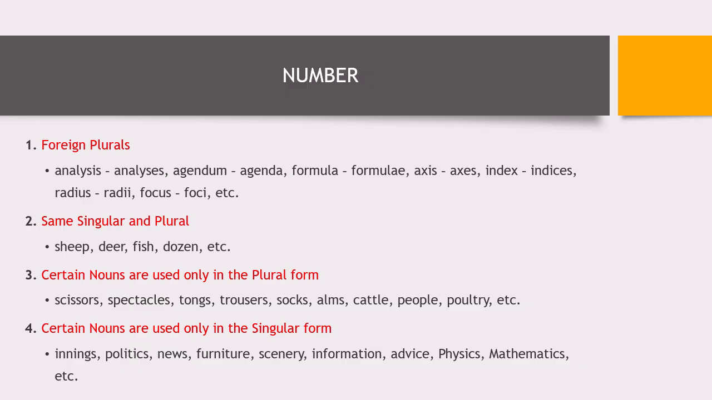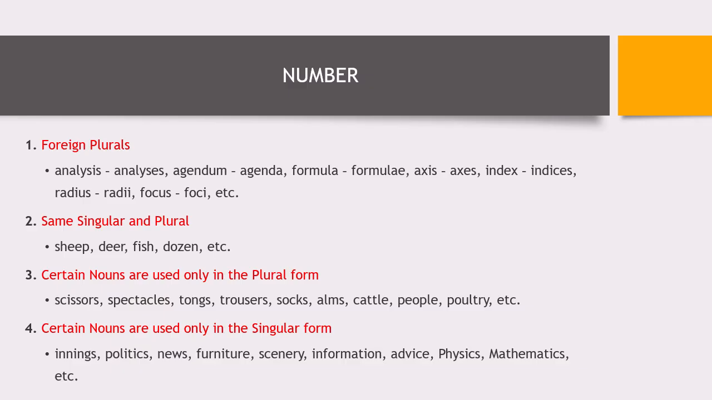Number 1. Foreign plurals. Analysis, agendum, agenda, formula, formulae, axis, axes, index, indices, radius, radii, focus, foci. 2. Same singular and plural. Sheep, deer, fish, dozen.